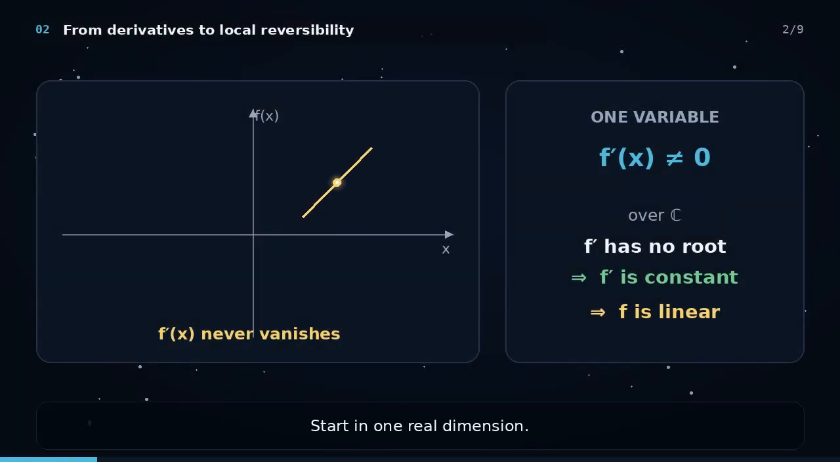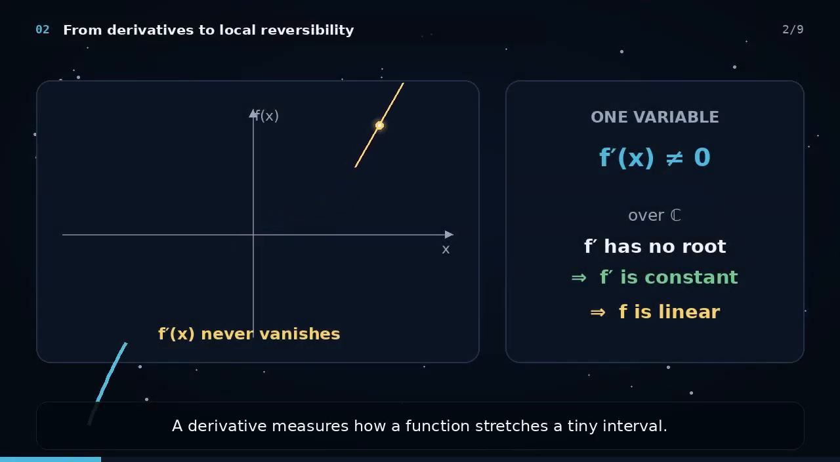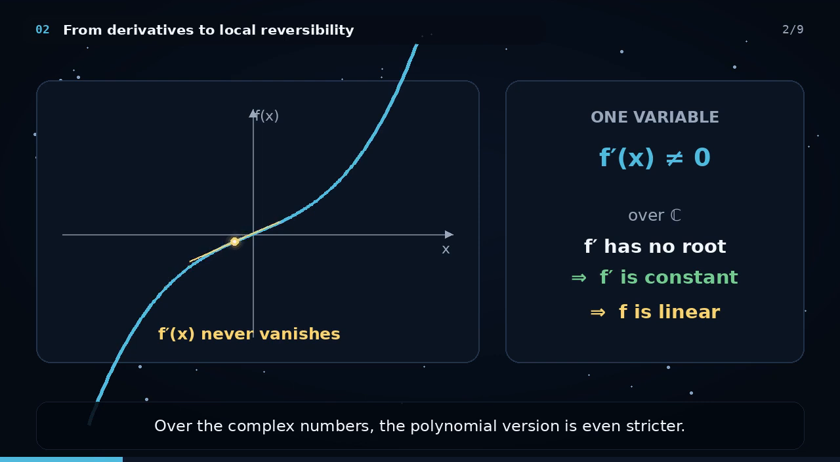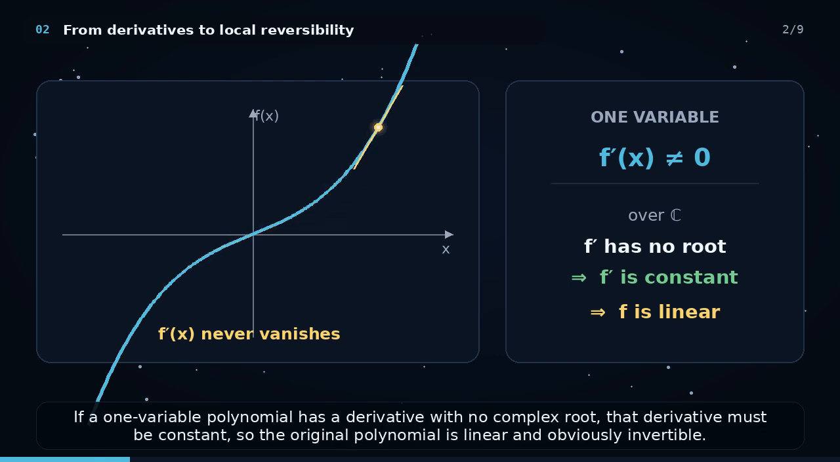Start in one real dimension. A derivative measures how a function stretches a tiny interval. If the derivative never vanishes and keeps one sign, the graph never turns around, so 2 inputs cannot collide. Over the complex numbers, the polynomial version is even stricter. If a one-variable polynomial has a derivative with no complex root, that derivative must be constant, so the original polynomial is linear and obviously invertible.